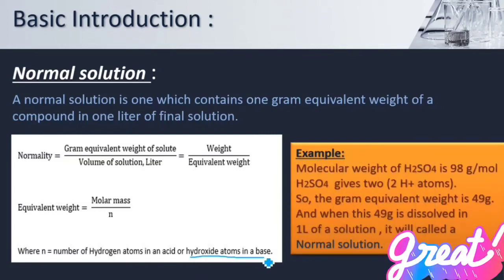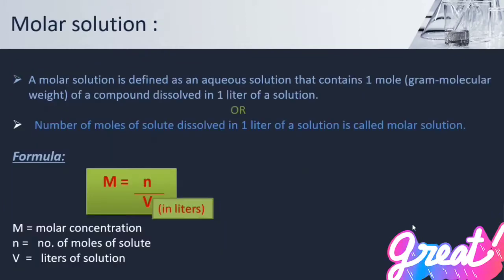Let's see it with an example. Let's say that the molecular weight of H2SO4 is 98 gram per mole. As you know, H2SO4 gives 2 hydrogen atoms in water, so n would be equal to 2. So when you divide 98 gram per mole by 2, the answer would be 49 gram. So when this 49 gram is dissolved in 1 liter of solution, it will be called a normal solution.